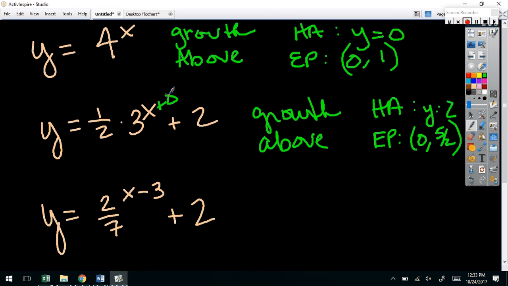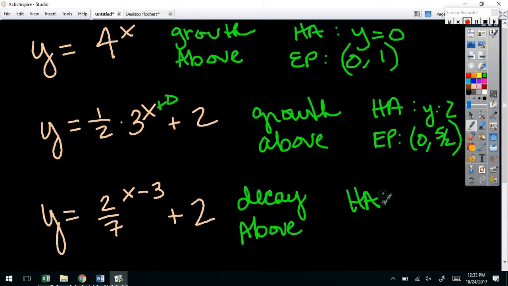Last one, growth or decay? Decay. Why is it decay? What determines growth or decay? The B. The B is less than 1. Above or below? Horizontal asymptote: 2.